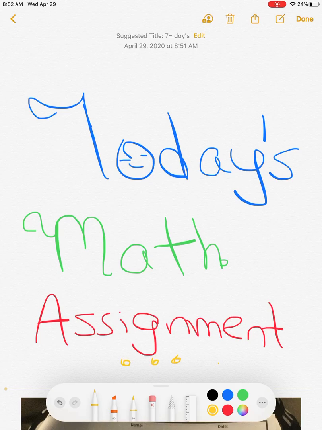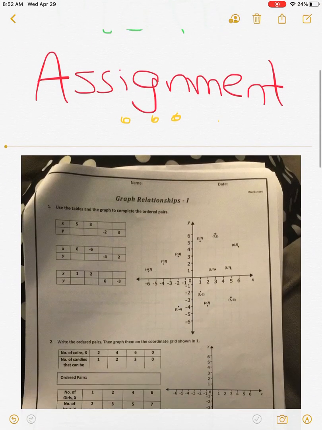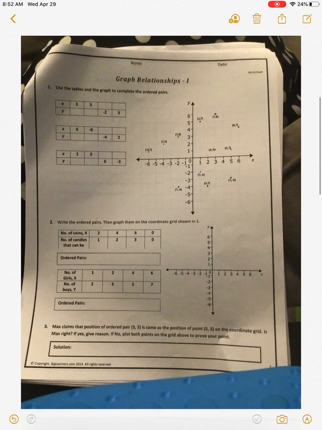Today's math assignment comes from your packet. Go and grab your packet that has the Smart Skills of the Day worksheet in the front. You can pause it if you need to. This particular assignment is in the packet behind your graphing picture. This is what it looks like. The title is Graph Relationships dash 1.